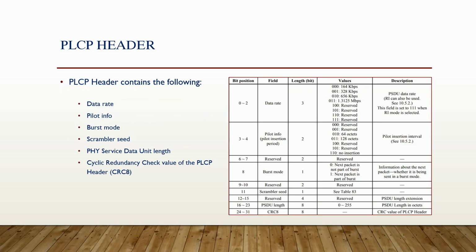The PLCP header contains the following: data rate, which is the data rate of the PSDU, the pilot info, which is the pilot symbol insertion interval, burst mode, scrambler seed, physical layer service data unit length, or PSDU length, and the cyclic redundancy check value of the PLCP header.